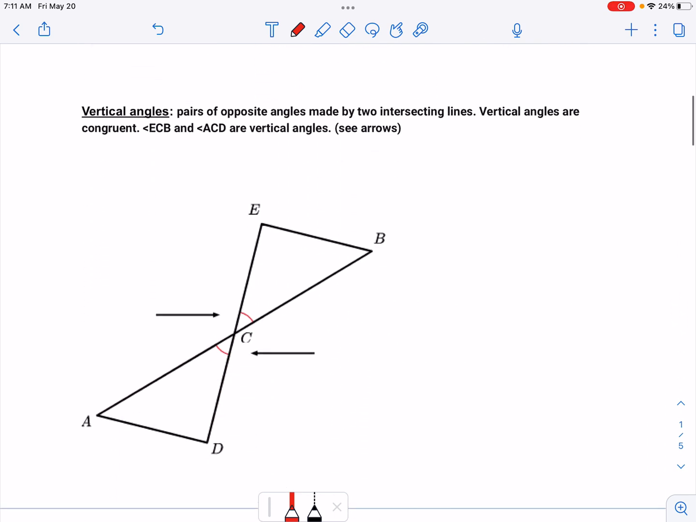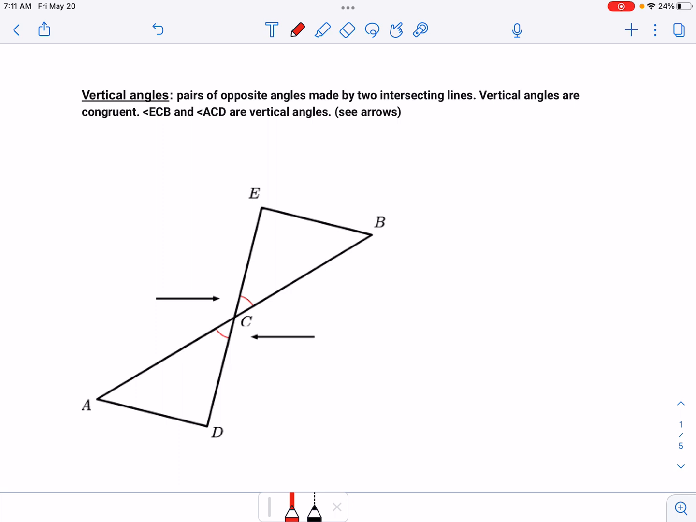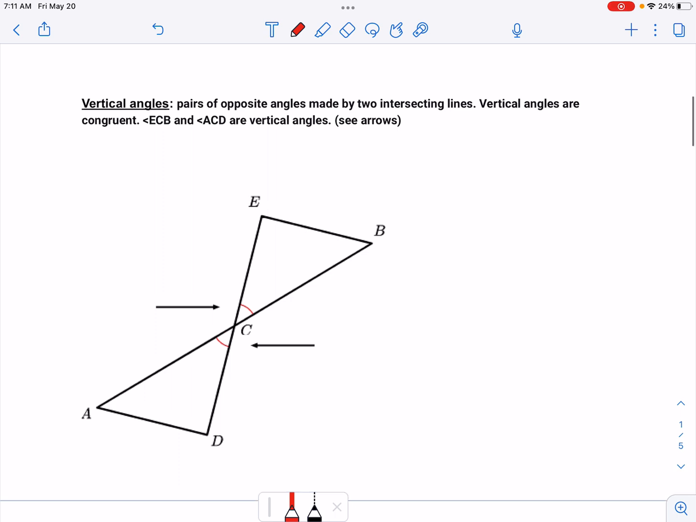And then we have vertical angles, which he's already talked about. So vertical angles are where the lines intersect. So here's where the lines intersect, so the angles opposite them are congruent. So these would be vertical angles, and those are congruent.